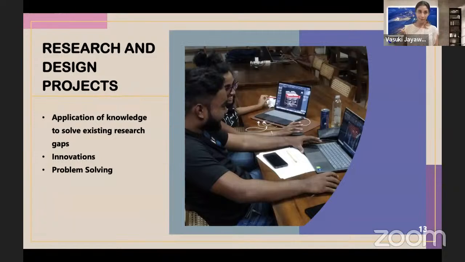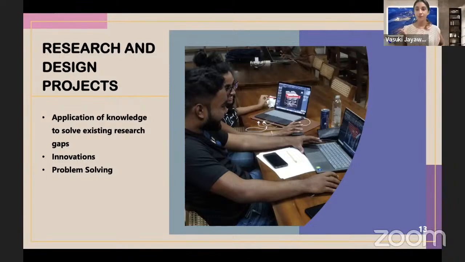And then the research and design projects. So this was us back then doing our design projects. Again, these are two more ways that you can earn yourself some good qualifications for your resume, to get yourself good job opportunities, to secure yourself some real good chances out there.